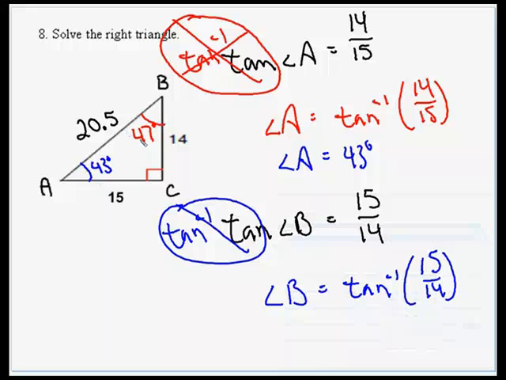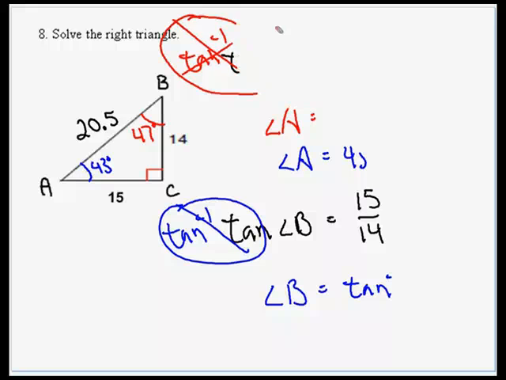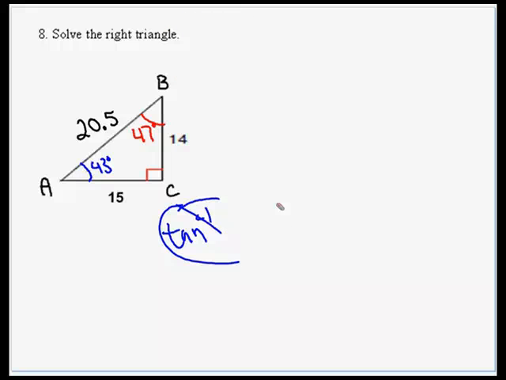And now we can do a little check on our work here. Angle A and B should add up to 90, since angle C is a right angle. And if we add those, we do get 90 degrees. So that's just another check to make sure we probably did everything right here. And we have solved the triangle. Every angle is known, every side length is found.